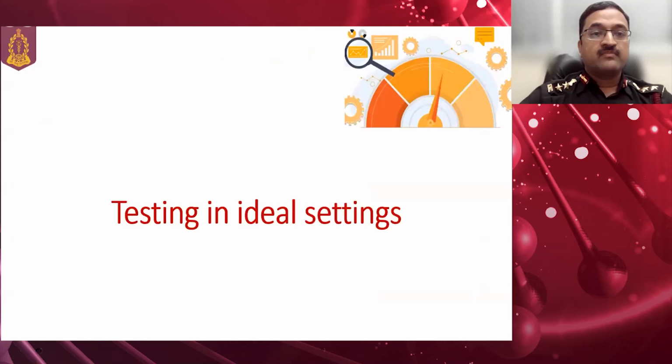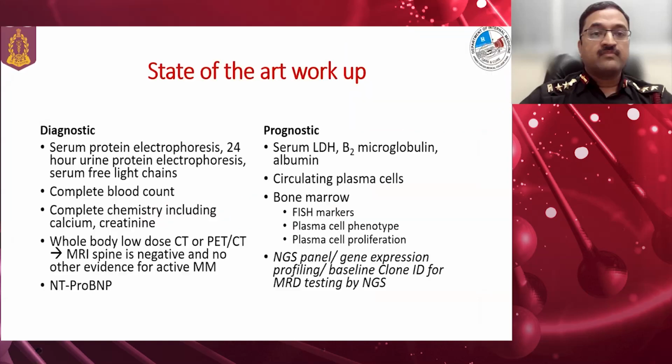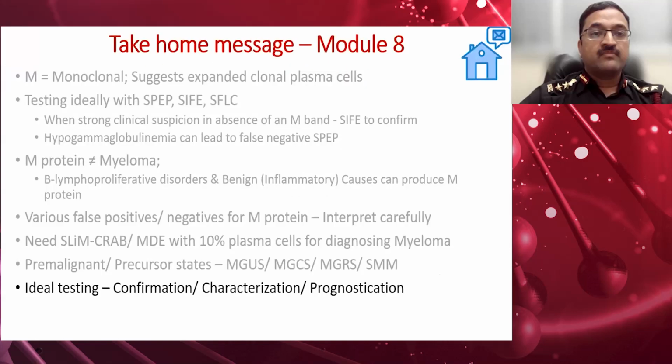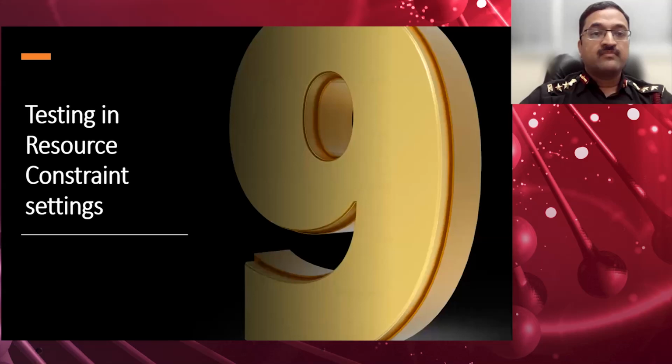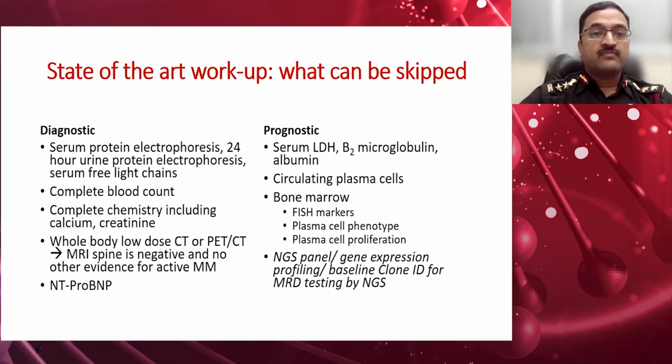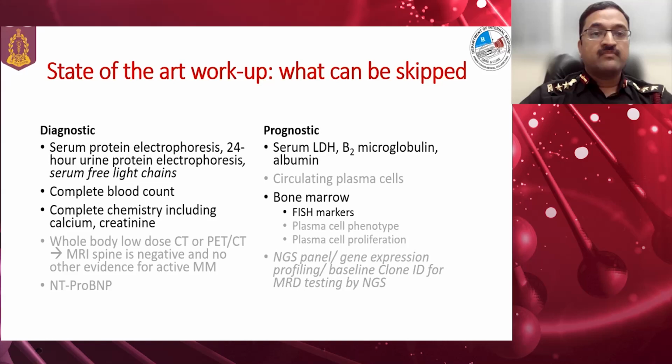Now, in ideal settings, if we are practicing in resource-rich situations, you have a huge list of diagnostic and prognostic tests, which includes whole body low dose CT or PET-CT, NT-proBNP, FISH markers, plasma cell phenotyping, plasma cell proliferation. In fact, it also suggests NGS panel testing for all these individuals. But the factor which needs to be understood is what to do in resource constraint settings. Among all the tests which I have shown you, which are state-of-the-art workup, there are certain tests which can be avoided in resource constraint settings.